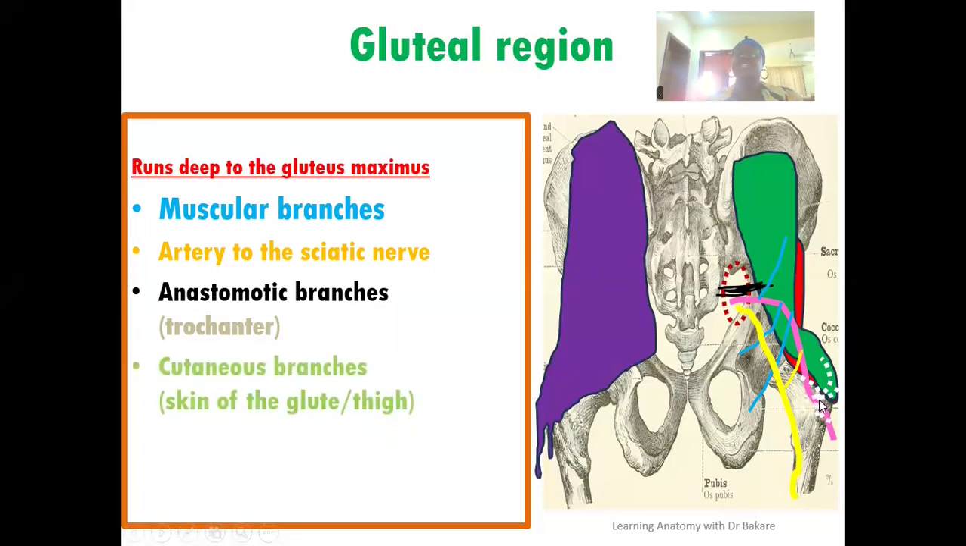Then we also have cutaneous branches. These cutaneous branches are seen to emerge, and they are seen to provide cutaneous supply to the skin around the gluteal region, so the upper region of the thigh. So these are the branches that would emerge from the inferior gluteal artery. And we've tried to highlight the different branches and also the structures that they would be providing supplies for.